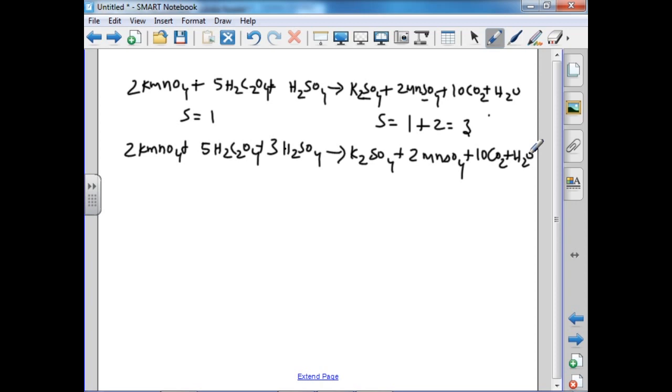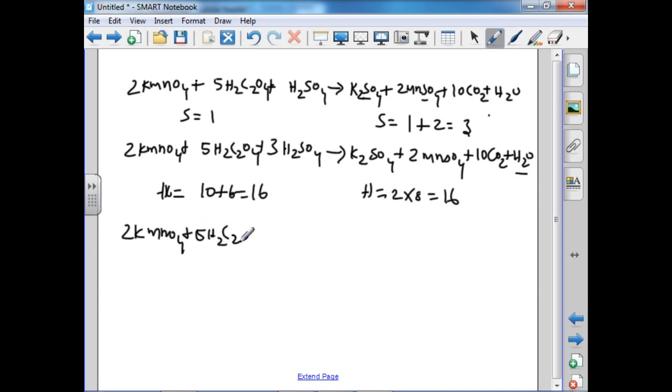Now we balance the number of hydrogen. From the reactant side, hydrogen is 10 + 6 = 16. From the product side, hydrogen is only 2. So multiply by 8 to get 16. So 2 KMnO4 + 5 H2C2O4 + 3 H2SO4 gives K2SO4 + 2 MnSO4 + 10 CO2 + 8 H2O.